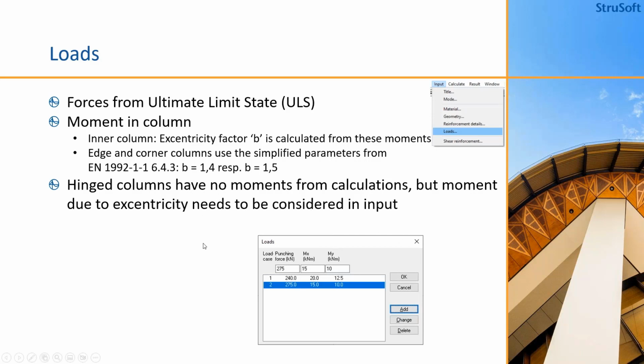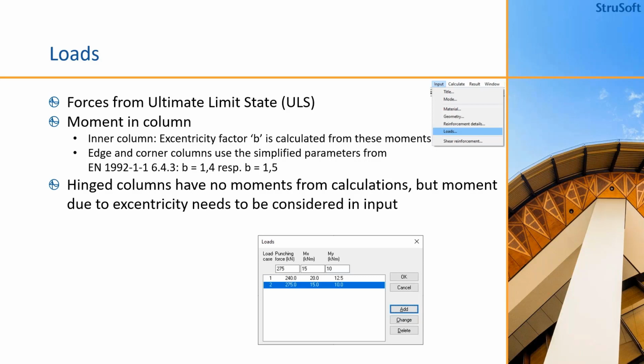And when we also take a look at the different geometries or the column types, we have an inner column, and in that case, an eccentricity factor beta is calculated from the moments that we supply here. And these forces can be taken from either a load takedown or a FEM design calculation file if you want to make a verification.